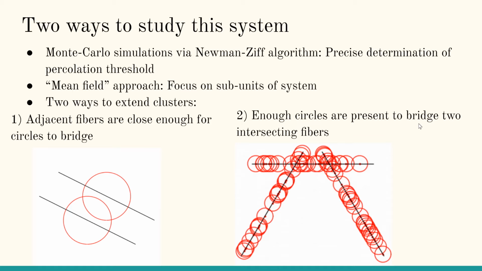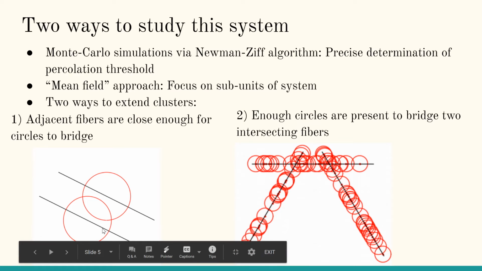And there are two ways to extend clusters within the system. The first way is to have fibers that are close enough that may or might not actually bridge, but the circles deposited on the fibers are able to bridge the gap. And the second way is to have enough circles on the fibers such that they can percolate across the fibers themselves and extend the cluster this way as shown in this image.